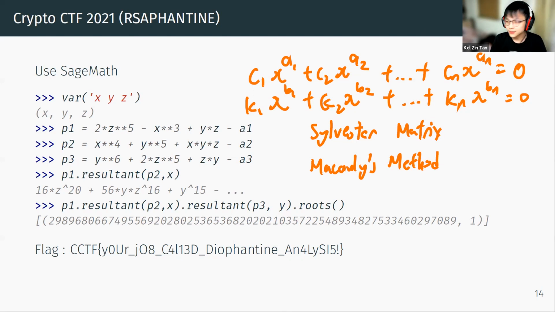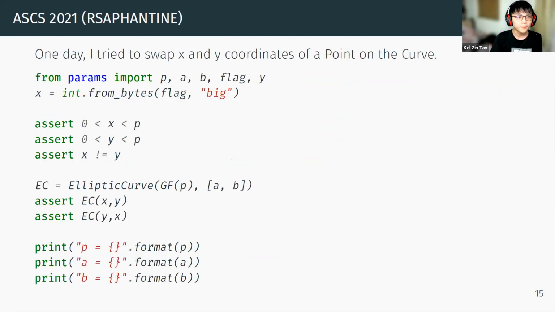Okay, then we just go on to the next one. So this is the last question, which is interesting. This is from ASCS 2021, and the question is basically like this. There is a point on the curve, and this is an elliptic curve.